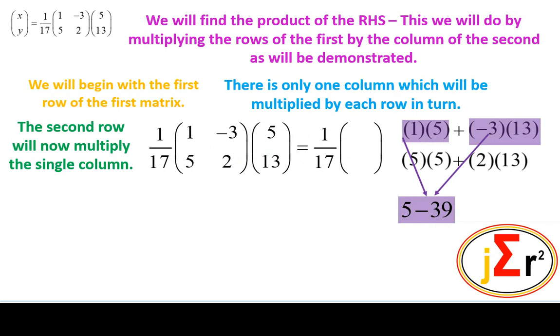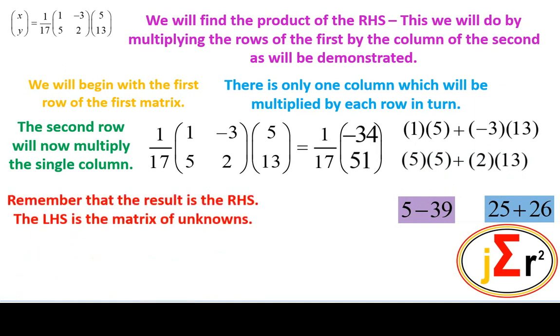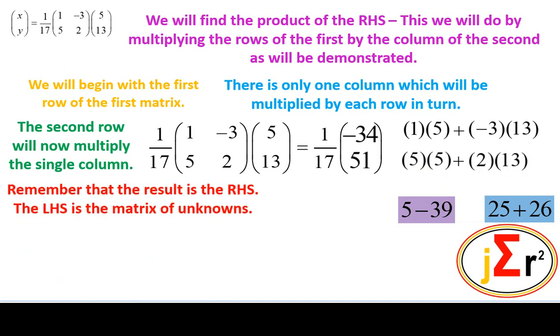What we have here is a simplification of the arithmetic that we just carried out. We have 1 times 5 is 5, and negative 3 times 13 is negative 39. Also 5 times 5 is 25, and 2 times 13 is 26. A simplified version of these will be placed in the result there. 5 minus 39 will give you negative 34. 25 plus 26 will give you 51. Remember that the result is the right-hand side.